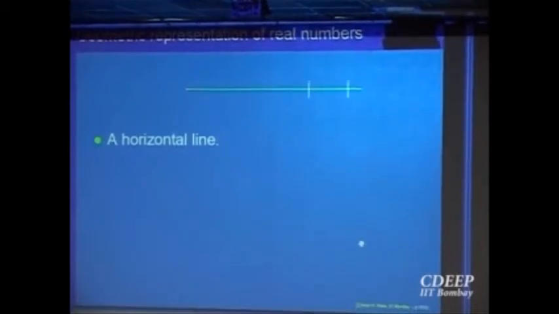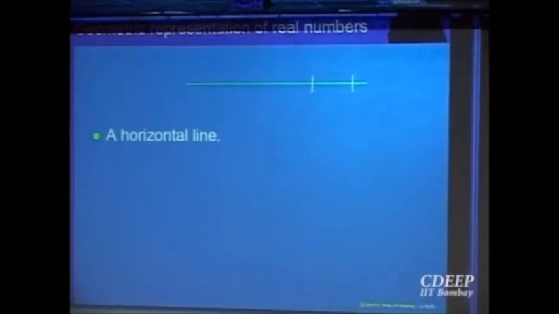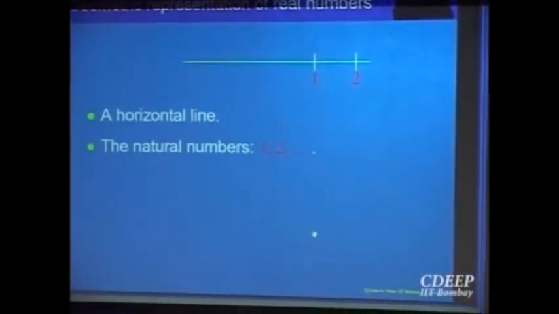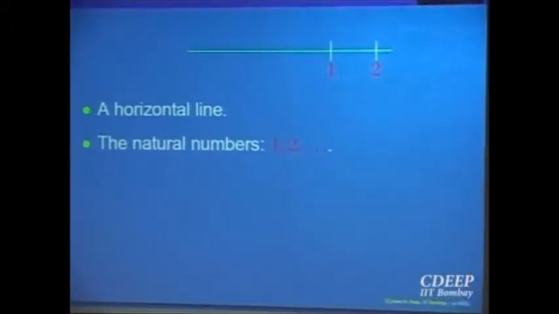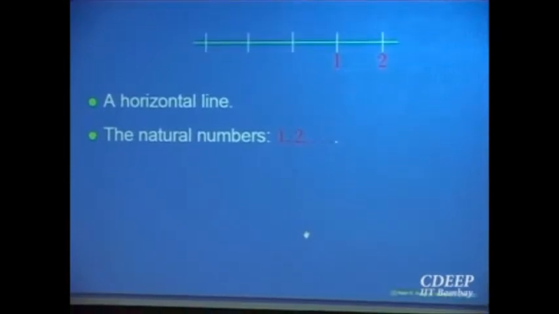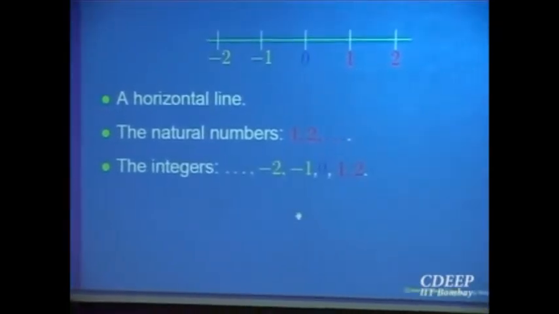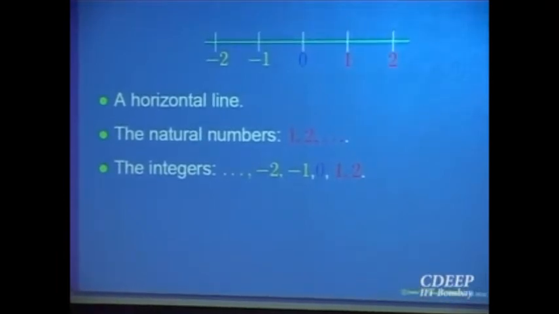So start with a horizontal line, make equal marks, call them 1, 2 and so on. They are called natural numbers. So natural numbers are represented as points on the horizontal line, and then you go on the other side and mark 0, minus 1, 2 and so on. So all integers are plotted on the horizontal line.